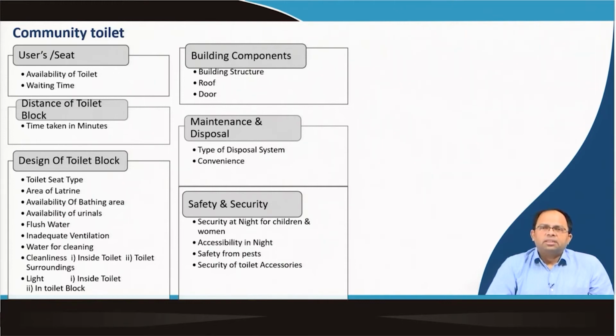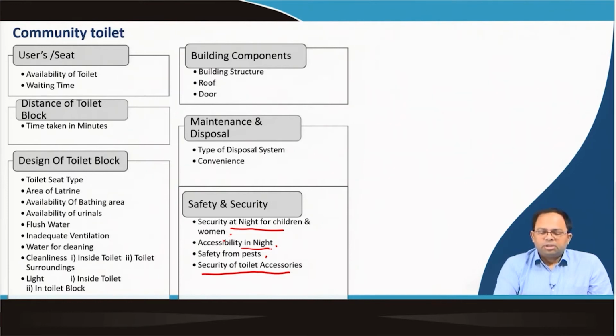So, we have to take the preferences of the community, and the preferences are in regard to various aspects. For example, because it is used by the community, we need to ensure security at night for children and women, right. So, this is a primary concern. There have to be adequate lights and all. Accessibility at night, if it is in an area where the roads are not good, or it's a rural area, then there are chances of snake bite on those roads. So, safe accessibility is important. Safety from pests, yeah, that is what I was talking about. Security of toilet accessories, that means things don't get stolen.